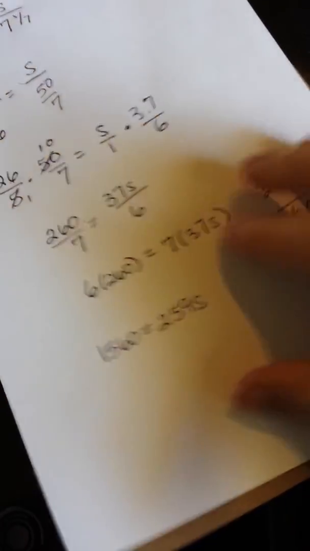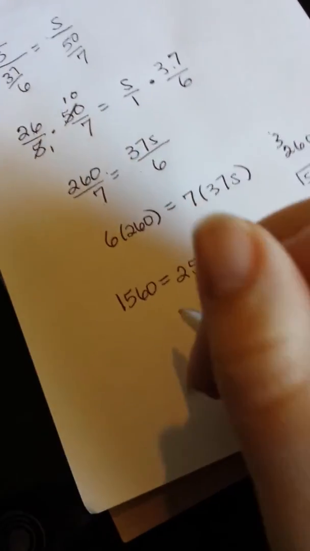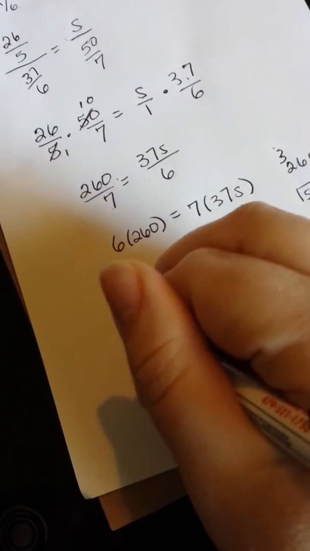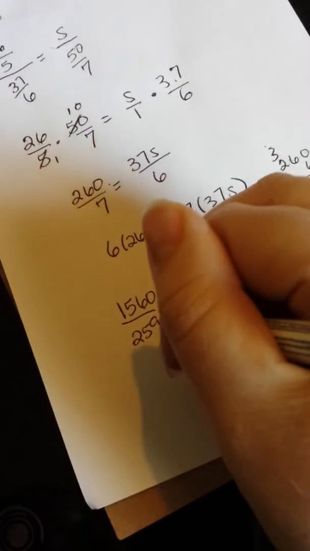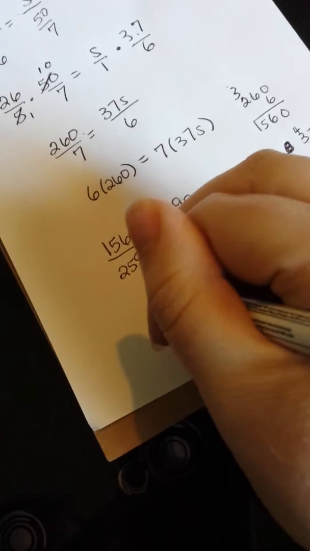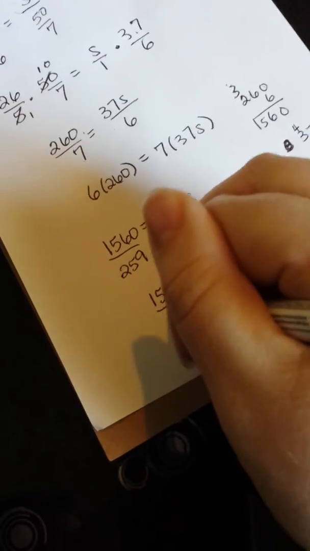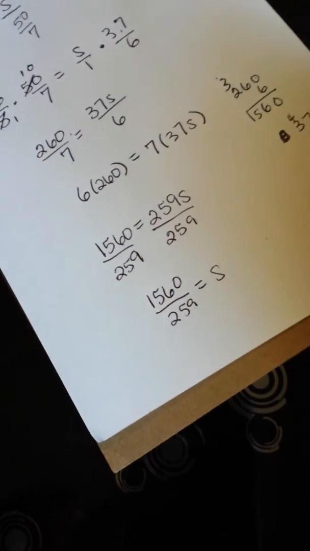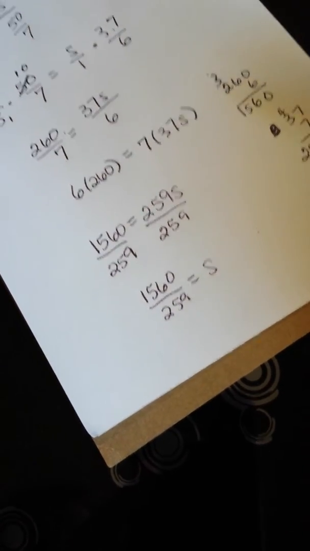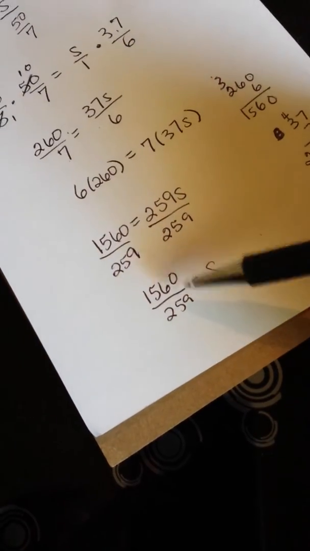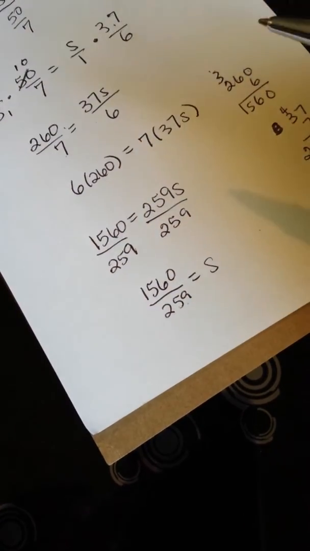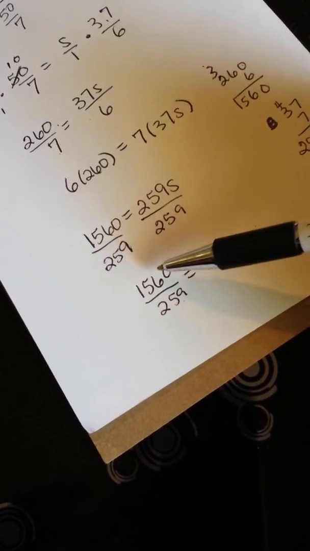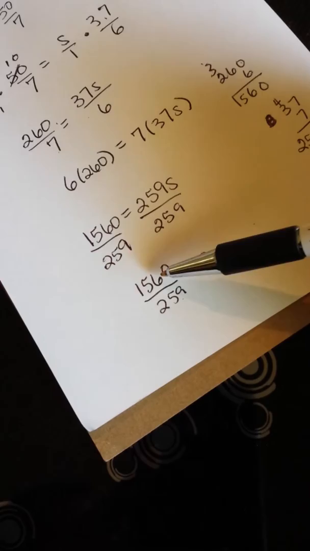And we would see if 1560 and 259 are divisible by the same number, because we're going to have to divide both sides by 259 to get S all by itself. So I have 1560 over 259 is equal to S, and we need to see if both of these are divisible by any particular number. So I know they're not both divisible by 2 because they're not both even numbers.